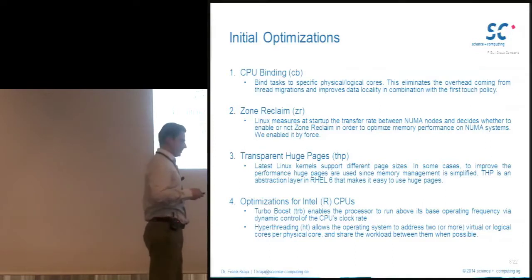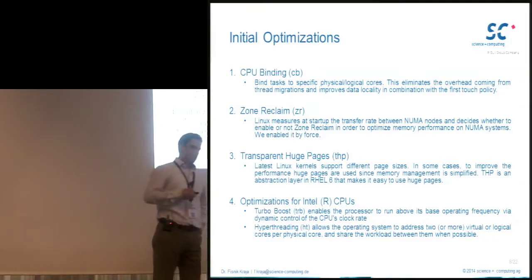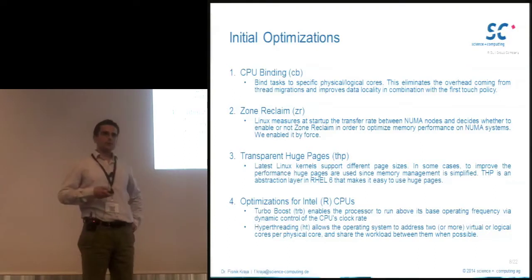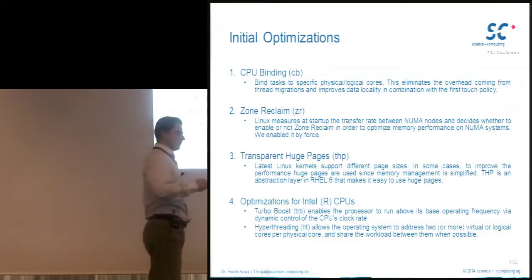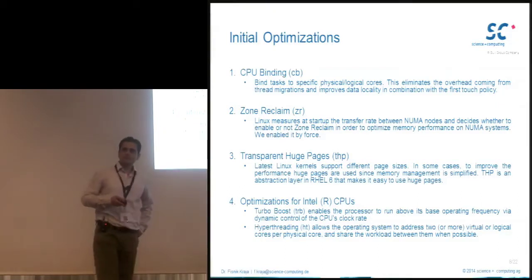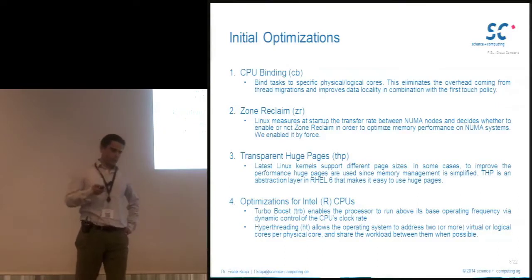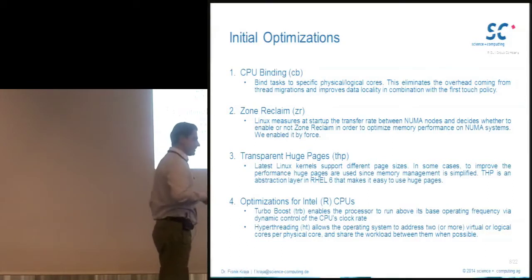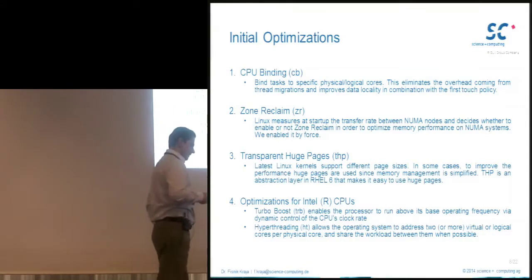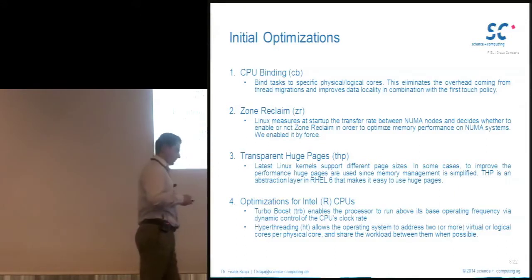And with this, we can say that maybe on some nodes zone reclaim is enabled, but maybe on some other nodes zone reclaim was not enabled, even though the nodes might be the same type. So Linux decides dynamically to do this. Then we thought we would enable this option by force, so that we have homogeneous environments in each node, and we can also profit from this feature.